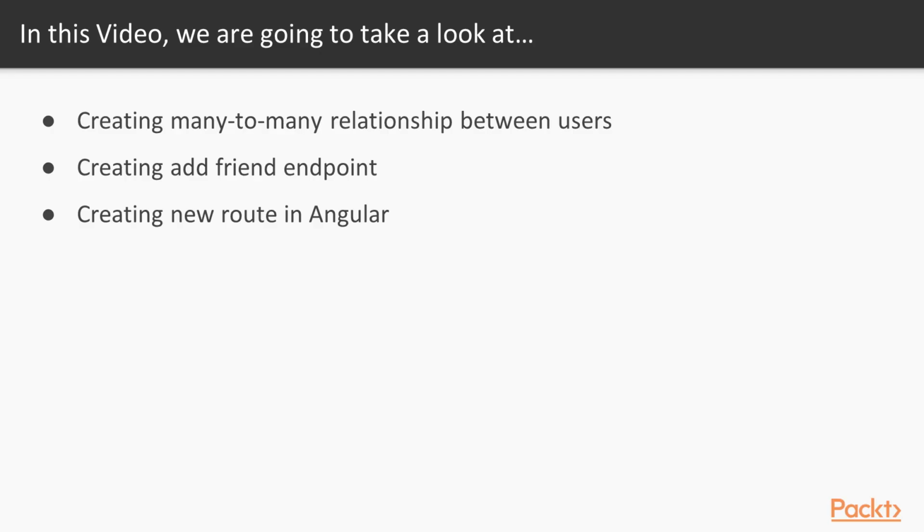First, we are going to create many-to-many relationship between users. Then, we'll create add friend endpoint. And at the end, we're going to create new route in Angular.